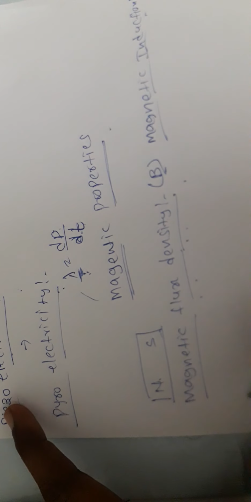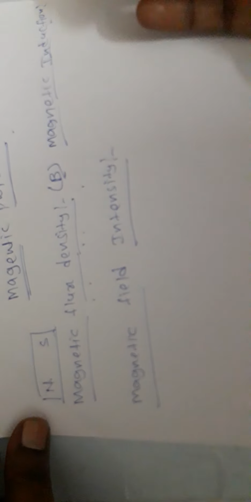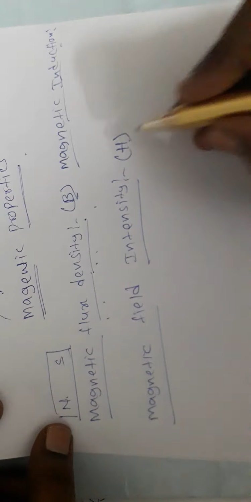magnetic field intensity. So magnetic field intensity is denoted by letter H. Magnetic field intensity means the force experienced by unit north pole, that is nothing but magnetic field intensity.